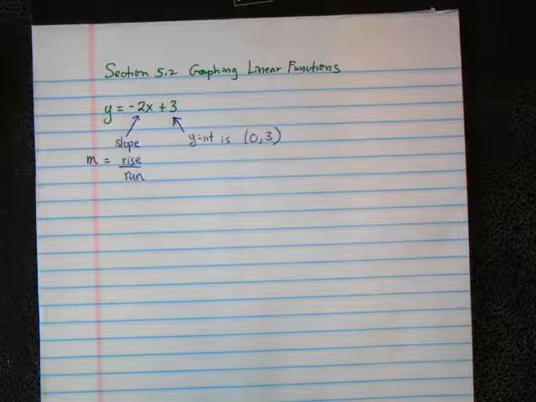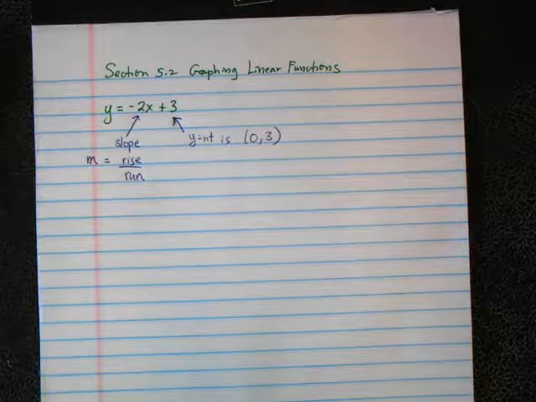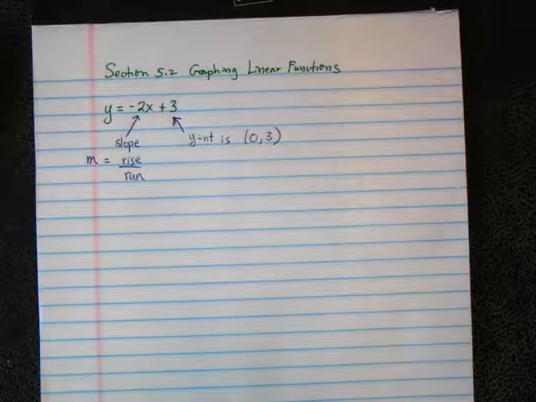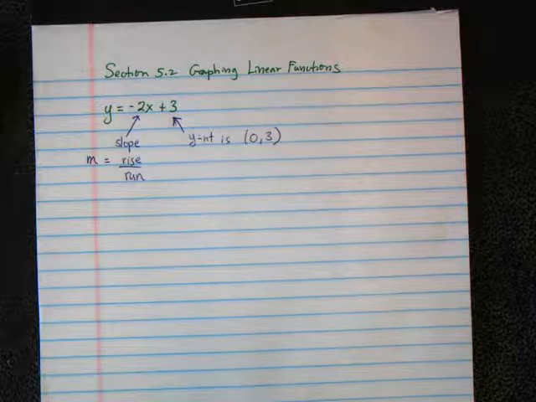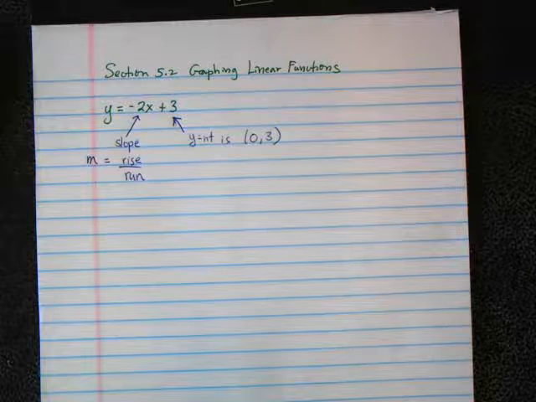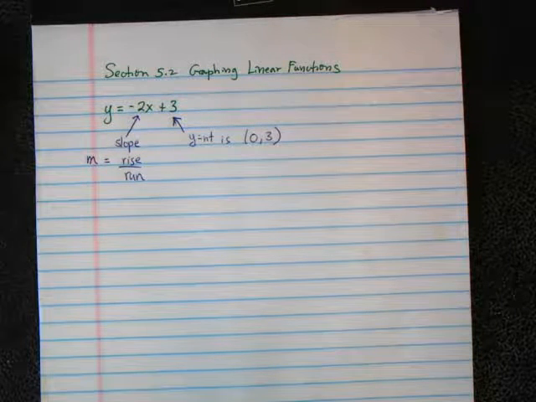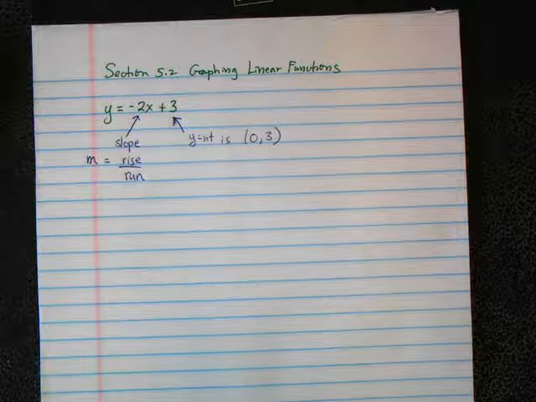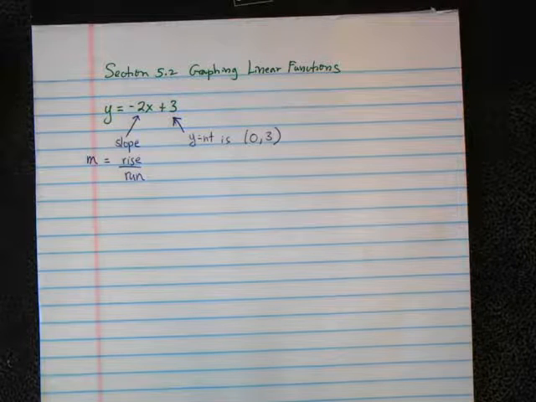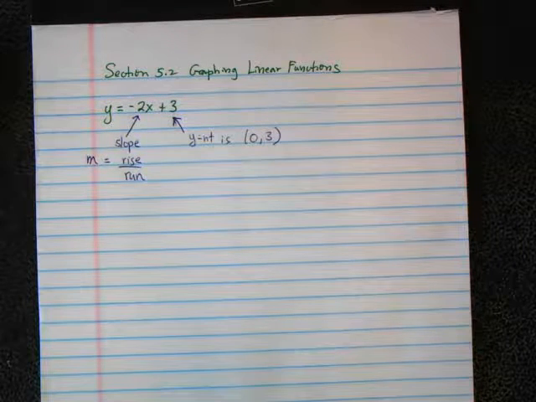What else do you know about slope? If I tell you the slope is negative 2, what does that tell you about that line? What's that line going to look like? It's going to be downward. How do you know this one's going to be downward? Because the slope is negative. So the slope tells you the direction. If the slope is negative, the line goes downward.